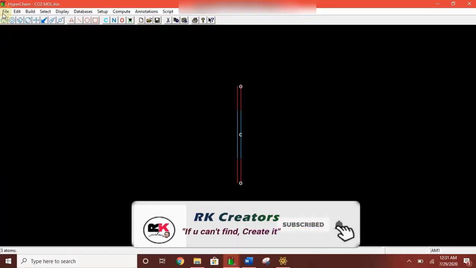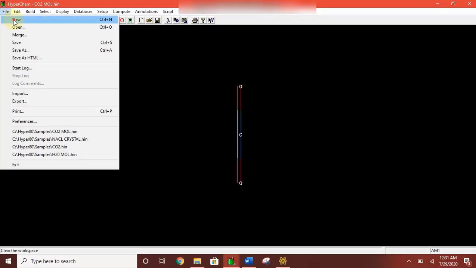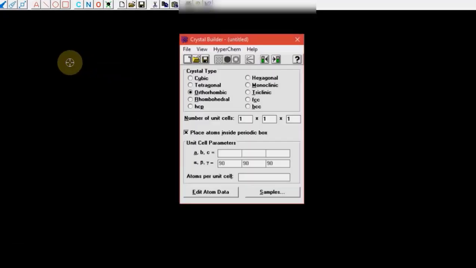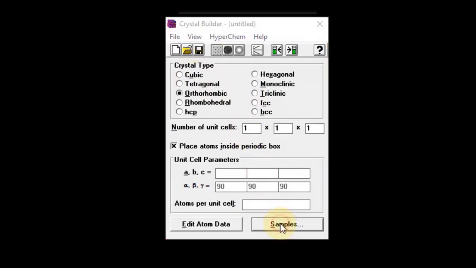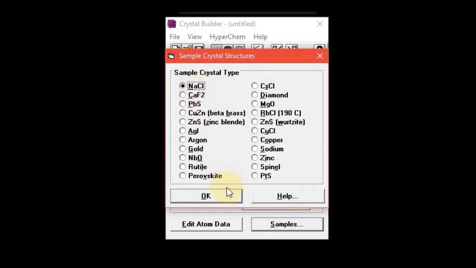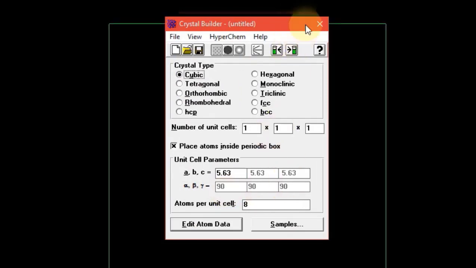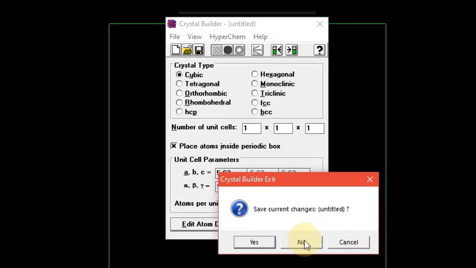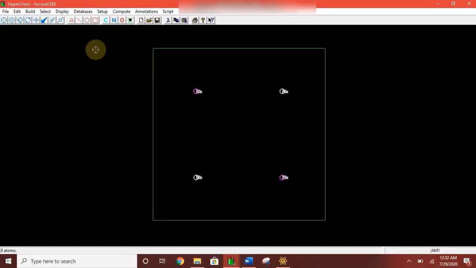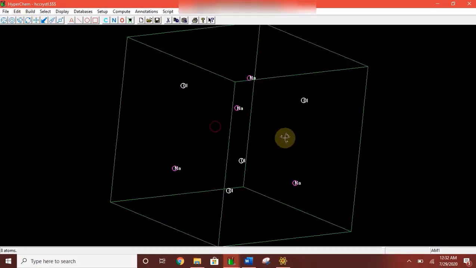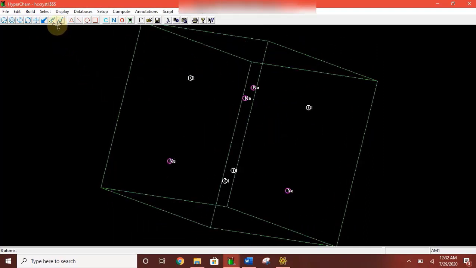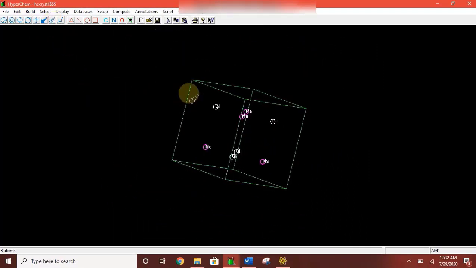Now we draw the NaCl crystal. For that, I select the option databases and then crystal, then select the sample option NaCl. Here we have a NaCl crystal. You can rotate it. I shrink it.